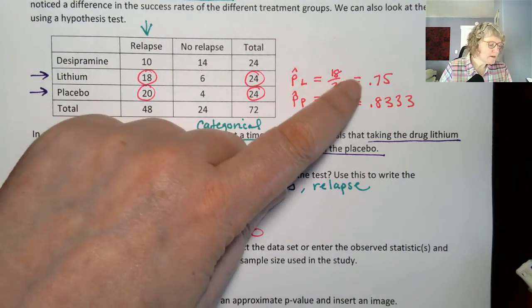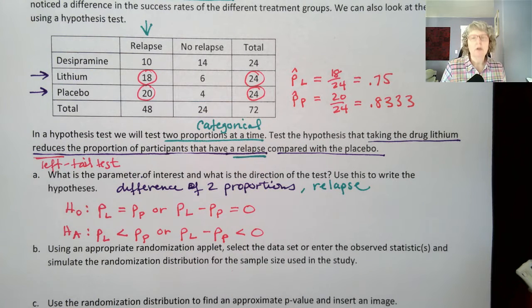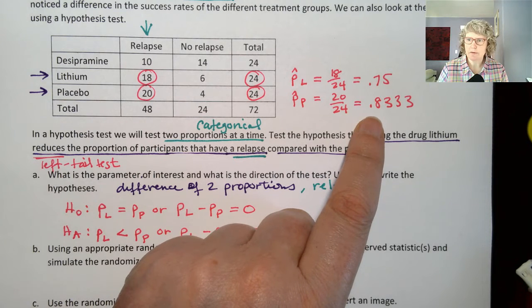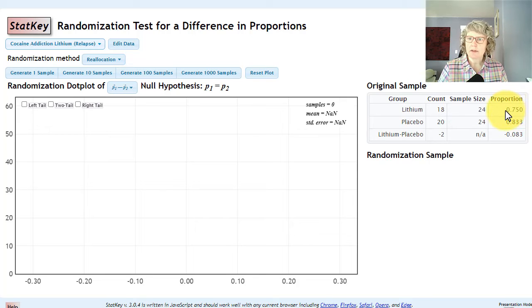Okay, so it is less, but remember our question is: is that due to chance or is that due to the treatment itself? Okay, so let's flip over to the app and see if we have those same numbers. We should see the 0.75 and the 0.8333. Okay, bingo, right there. 0.75 and 0.8333. And okay, this is nice. So even though they're using 1 and 2 up here, P1 equals P2 and P hat 1 minus P hat 2, they are writing the direction of the subtraction, lithium minus placebo. So that's a double check. We always want to double check that we're subtracting in the same way as the app. Otherwise, our results will be reversed. So they are writing L minus P, or lithium minus placebo. So that does really help.